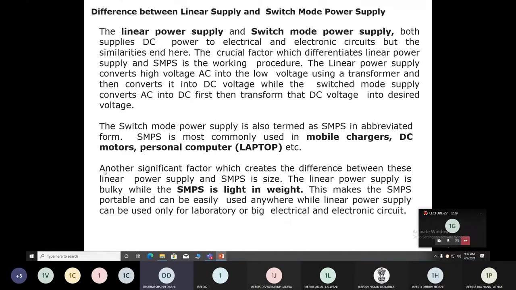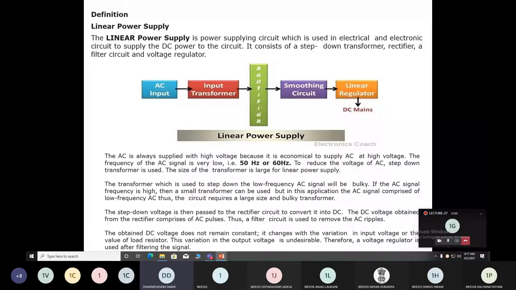Another significant factor that creates the difference between linear power supply and SMPS is size, as we discussed. We'll discuss in detail how the size of SMPS is less as compared to the linear power supply. The linear power supply is bulky while the SMPS is light in weight. This makes the SMPS portable and it can be easily used anywhere, while the linear power supply can be used only for laboratory purposes, for big electrical and electronic circuits. For small electronic or electrical circuits, you go for this SMPS, because it has less weight and is less bulky in nature. So now let's understand the single line diagram of the linear power supply and then SMPS, and then after we conclude which one is better.